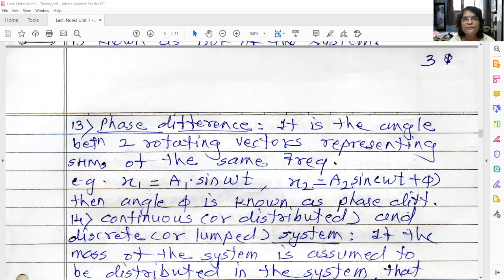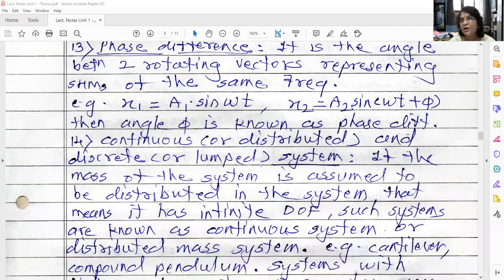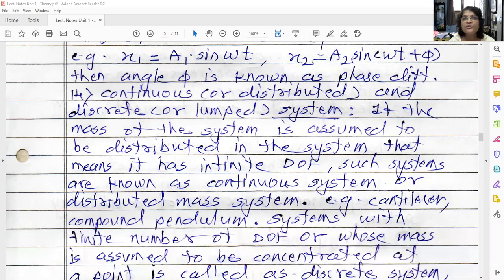Now, continuous or distributed system and discrete or lumped mass system. This is a very important concept. If the mass of the system is assumed to be distributed in the system, it has infinite DOF. Such a system is known as a continuous system or distributed mass system. For example, cantilever, simply supported beam, compound pendulum. These are distributed mass systems.